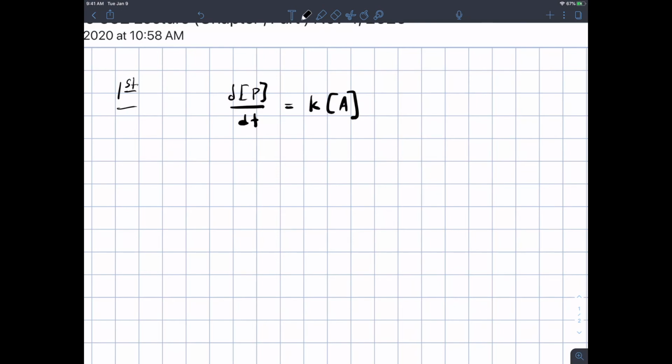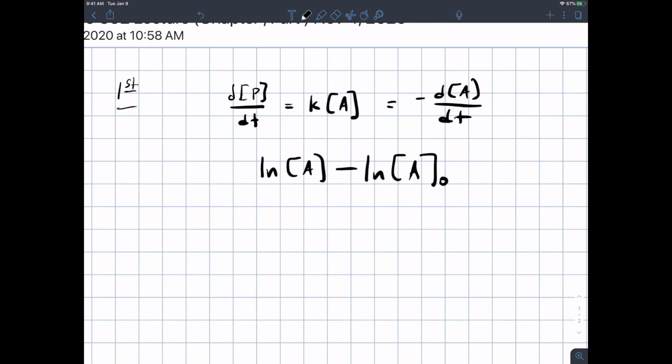Alternatively, and we said that was the same as the disappearance of starting material, you can isolate variables and integrate to get the following expression: the natural log of the starting material concentration minus the natural log of the initial concentration of that starting material equals your rate constant times time. And if you want, you can further rearrange that into the more familiar expression that you guys saw in general chemistry.